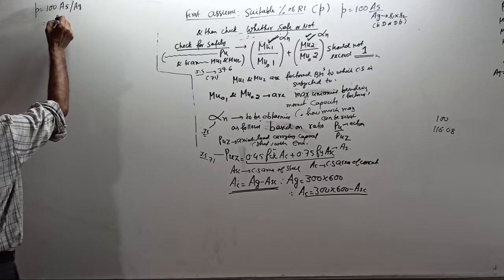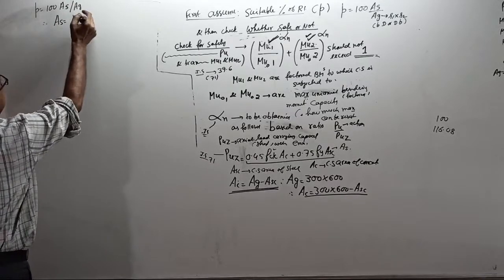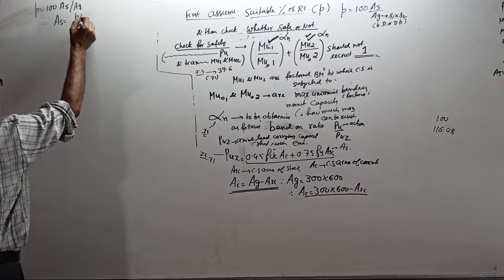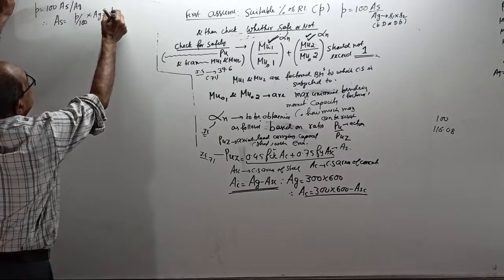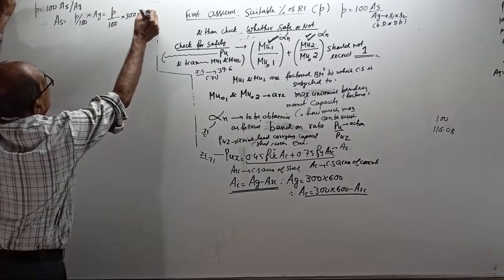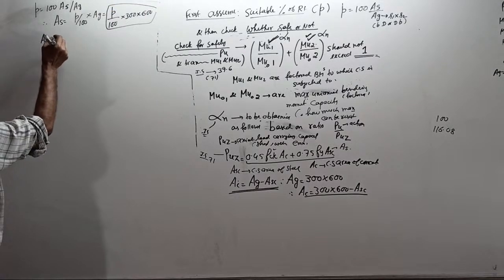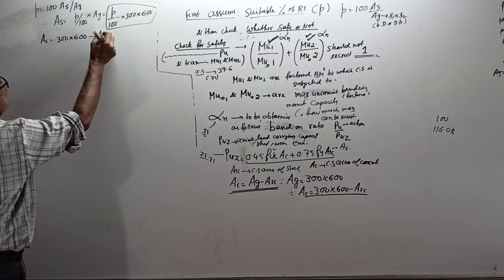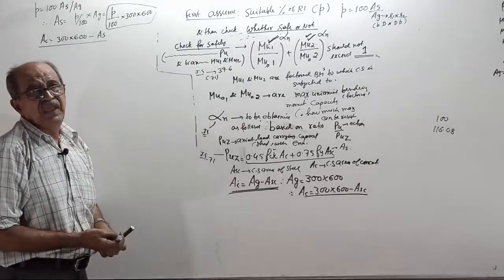Therefore, your area of steel equal to what? Percentage by 100 into gross area, or equal to percentage by 100 into 300 into 600 is the area of steel. And area of concrete equal to 300 by 600 gross area minus area of steel. This over.